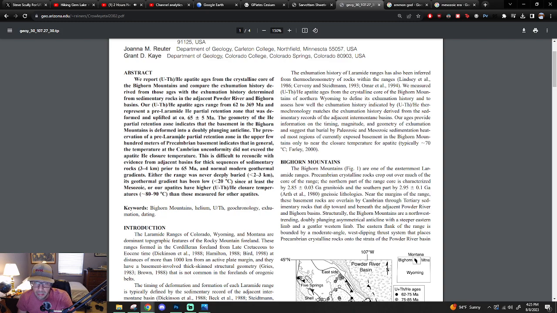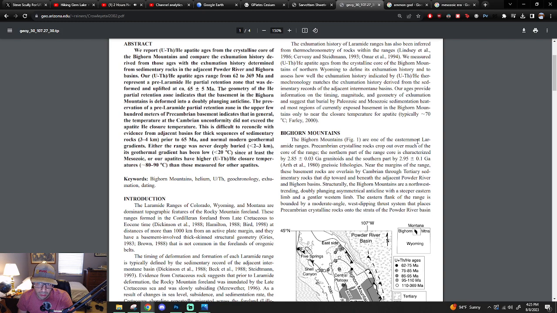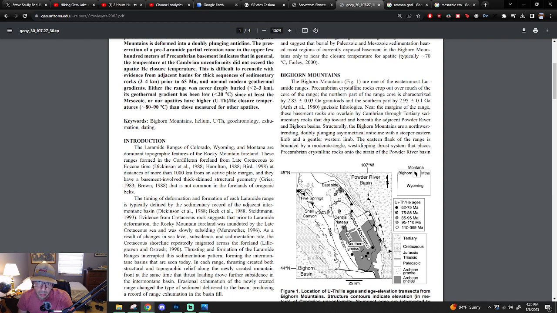That's interesting. Bighorn Mountains are one of the easternmost Laramide ranges. Precambrian crystalline rocks crop out over much of the core of the range. The northern part of the range core is characterized by 2.85 plus or minus 0.03 billion year granitoids, and the southern part by 2.95 billion year gneissic lithologies. Near the margins of the range, these basement rocks are over.